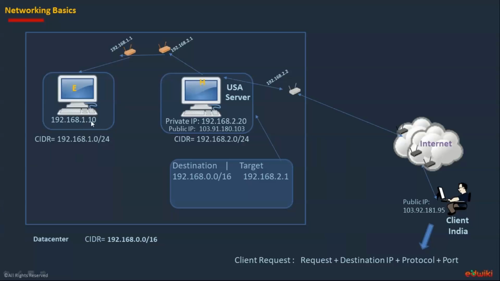So yes, the 1.10 IP is still part of the 192.168.0.0/16 range only, because we need to look at the starting 2 octets. It is comparing there. So here the destination I mentioned as 192.168.0.0/16. Yes, the 192.168.1.10, which is the E machine IP address, is still falling into this /16 range only. Then it will understand that okay, the request should go to the 2.1 gateway, then the packet will be delivered to 2.1. That's how it will go.